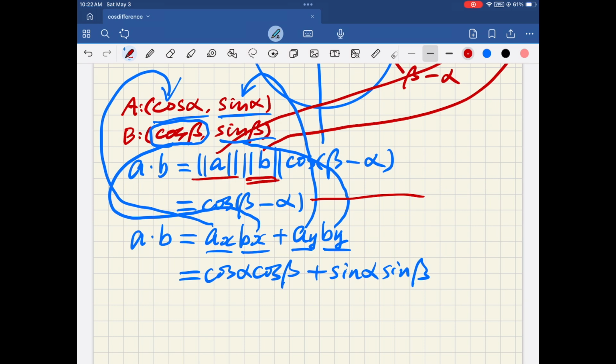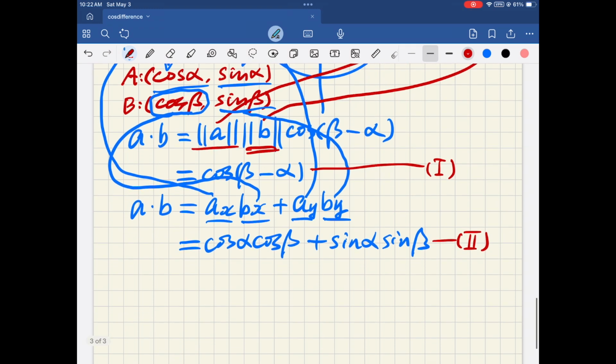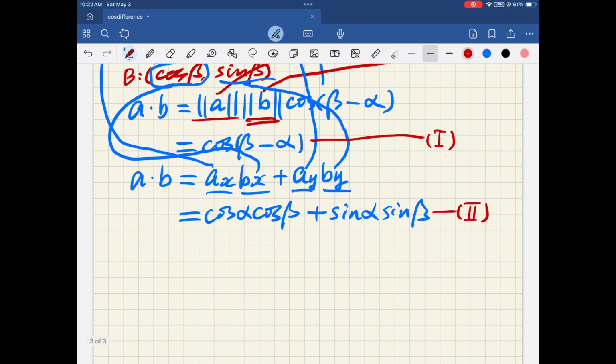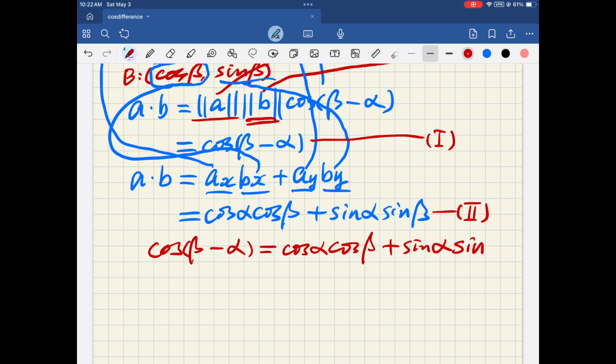We've just found two different expressions for the exact same value, the dot product of A and B. Since both equation I and equation II are equal to A·B, they must be equal to each other. Setting them equal gives us cos(β − α) equals cos α cos β plus sin α sin β, and there it is. We have successfully derived the angle difference formula for cosine using vectors and the dot product.